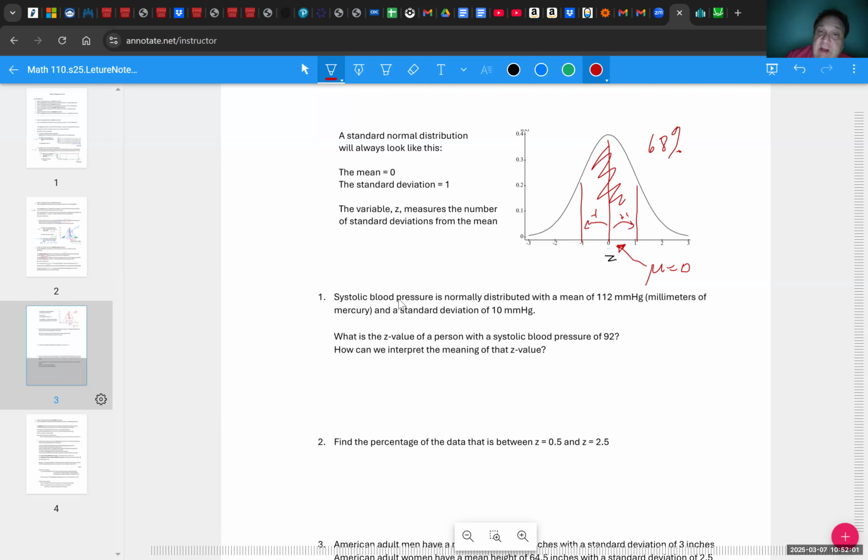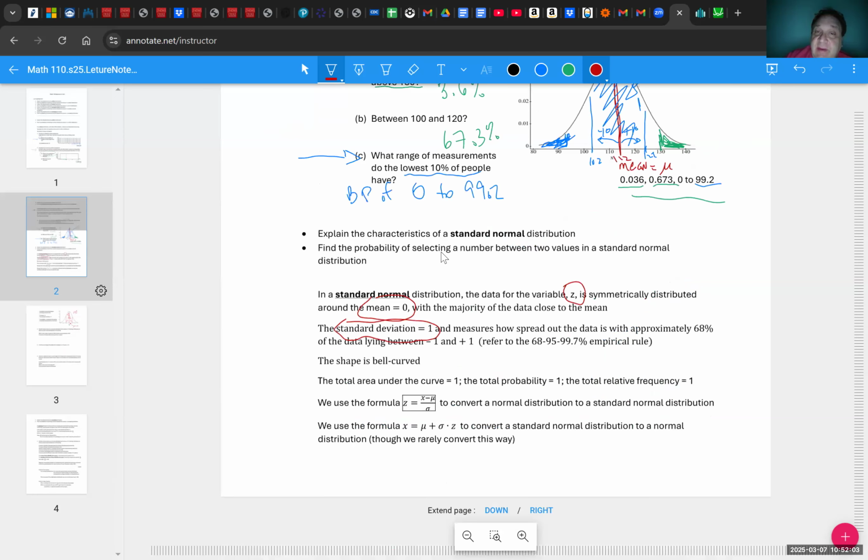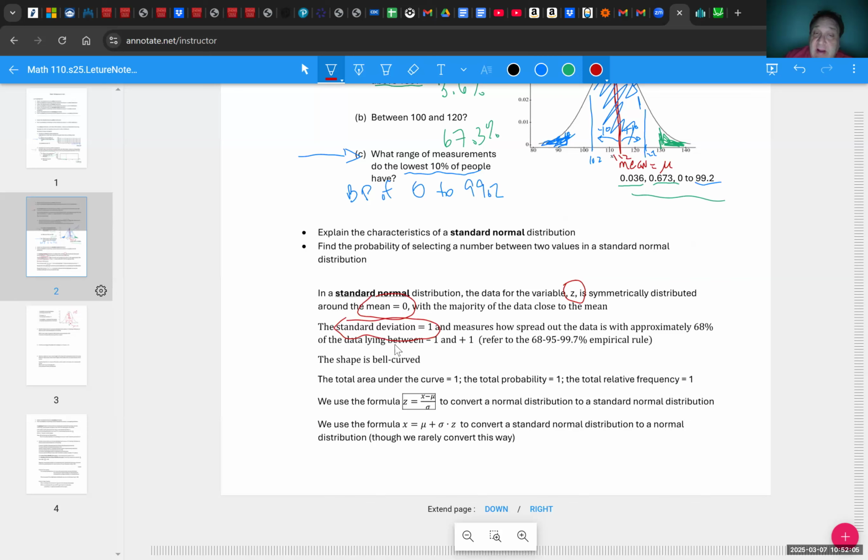Okay, so let me just read off the last bit of facts about the standard normal distribution. Big three: center, spread, and shape. Center is measured by the mean. It's always 0. The spread is measured by the standard deviation. It's always 1. And the shape is a bell curve, just like a regular normal distribution.